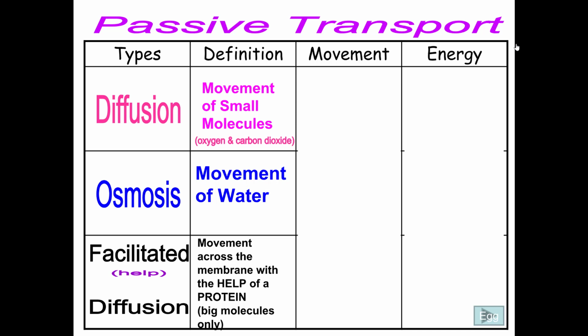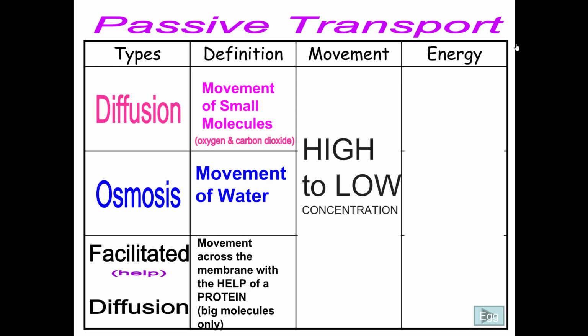Now, when we talk about concentration levels, this is where it comes in. We are moving from an area of high to low concentration. So we're going to have a lot of molecules in one area, and we want them to kind of move on over to that lower concentration side. We want to even everything out.